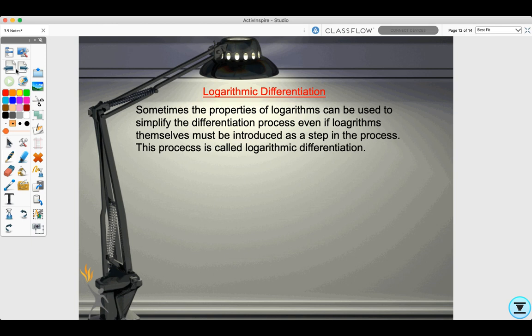Logarithmic differentiation. Sometimes the properties of logarithms can be used to simplify the differentiation process, even if logarithms themselves must be introduced as a step in the process. This process is called logarithmic differentiation. So you will have to use those rules that are on your flashcards.